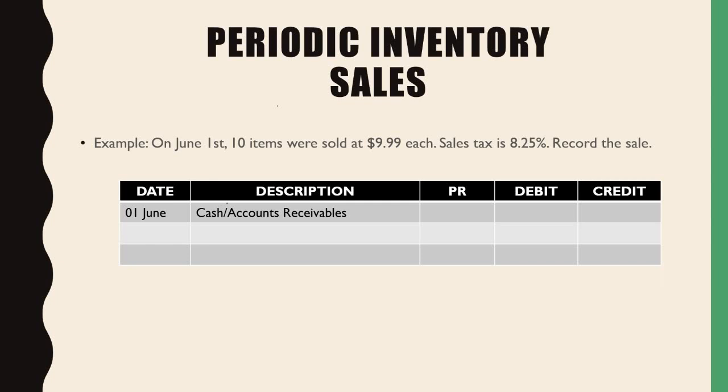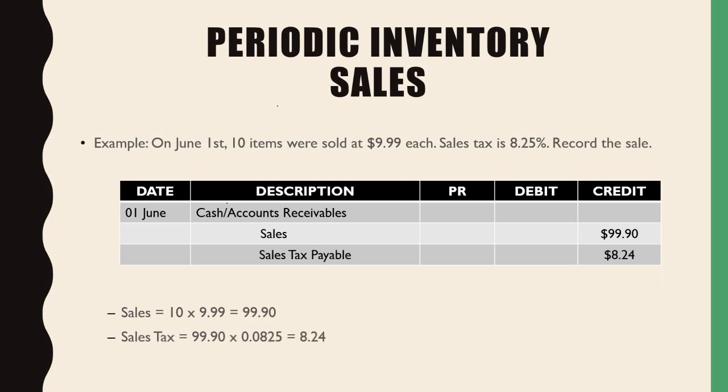We're going to recognize that we're going to receive a total amount of cash, or whatever the person is going to owe us for the total amount. We're going to separate our sales, which we've already calculated, right? $9.99 times 10 gives us $99.90. And we know that tax is going to be 8.25% on top of that, giving us a rounded number of $8.24. So what is the total amount of cash I'm actually going to be receiving? $108.14.